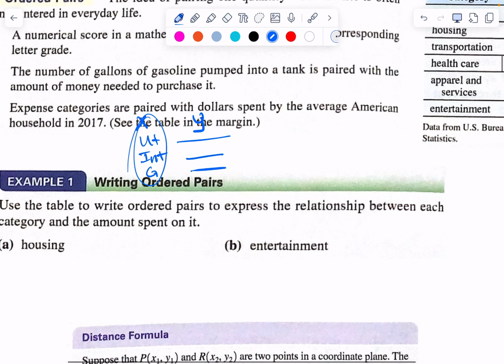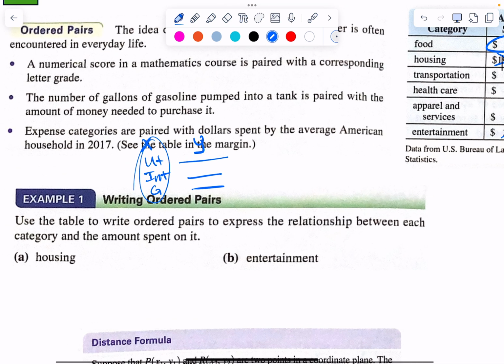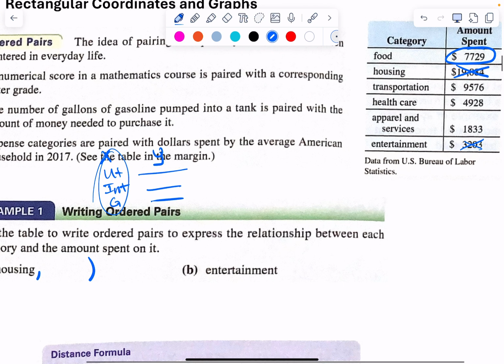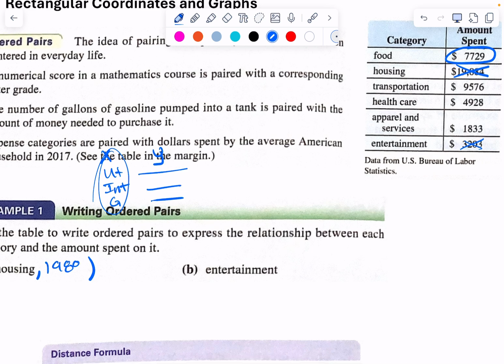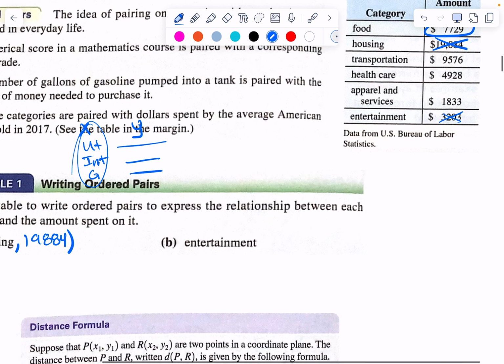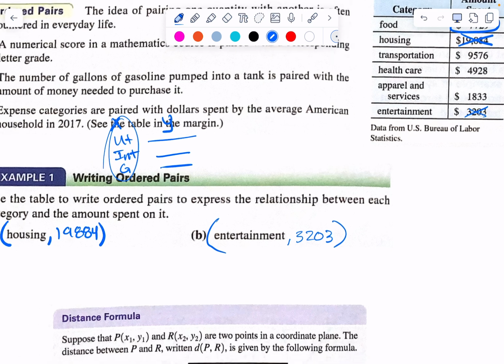Okay. Use the table to write ordered pairs to express a relationship between each category and the amount spent. So housing. If I write this as an ordered pair, it would be housing, comma, 19,884. And that's just the ordered pair. B would be entertainment, comma, 3,203. That's the ordered pair. Now, again, your X coordinates in that case are categories and not numbers, but that's totally legit. We can have that.